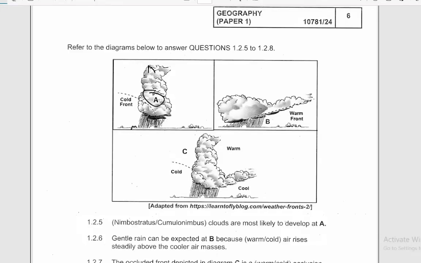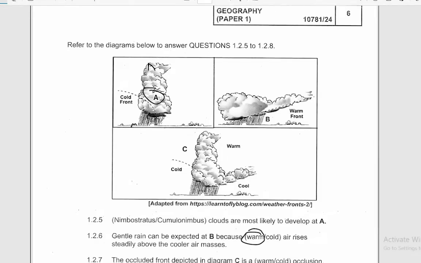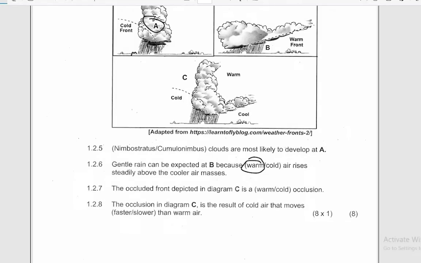Then gentle rain can be experienced at B because of cold air or warm air rises steadily above the cooler air. Here is warm air. Condensation takes place because of the upliftment of warm air, not because of cold air. Cold air doesn't have capacity to contain moisture, so it does not cause effective rainfall. Right, we go to the next question.